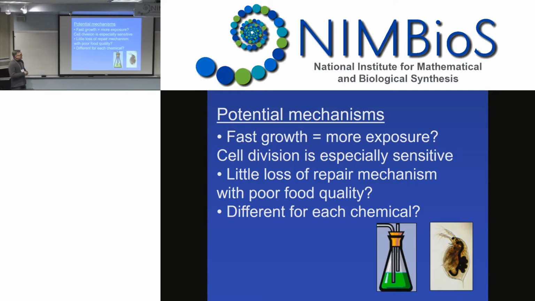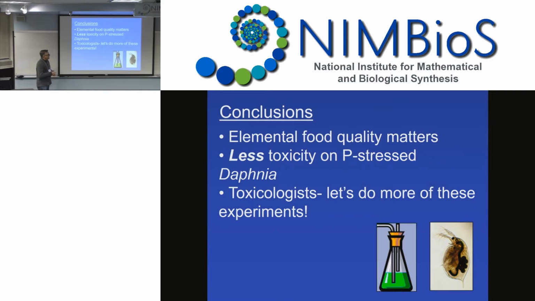I actually think that something like cell division is especially sensitive. If you're growing really fast, you're taking your DNA and making copies of your cells, and those division processes are really sensitive to exposure to toxins. And I suspect that a little bit of this is just that nutrient limitation slows this all down, so either there's not as much exposure, or there's just less cell division, which is really sensitive.